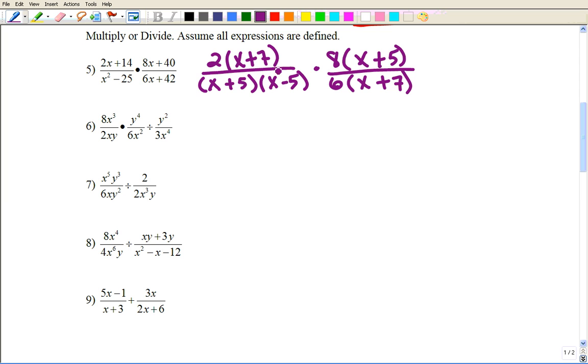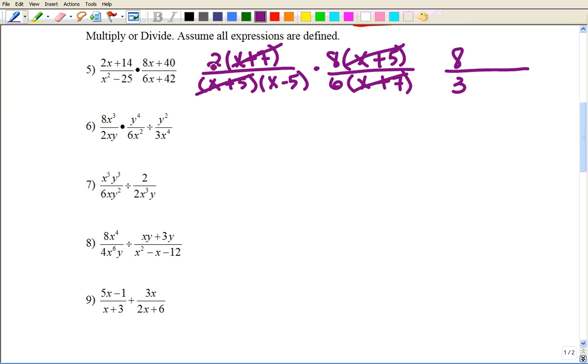Alright, so whenever I multiply fractions, I multiply straight across, so really this will just become one big expression. So I can start canceling things out now. The x plus 7s will cancel. The x plus 5s will cancel. And then 8 times 2 is 16. Then divided by 6, that would reduce to 8 over 3.